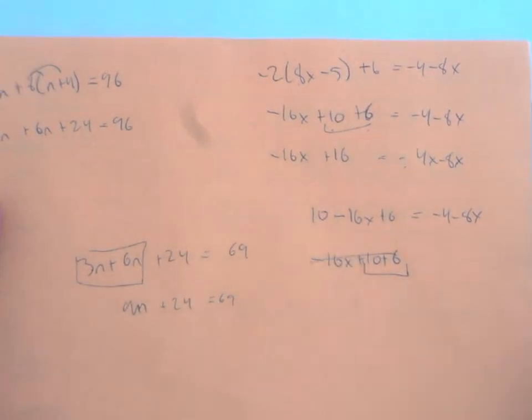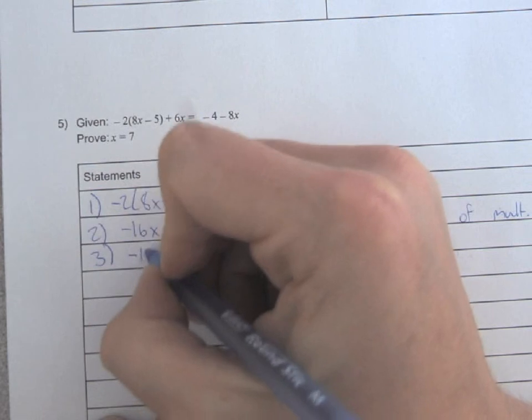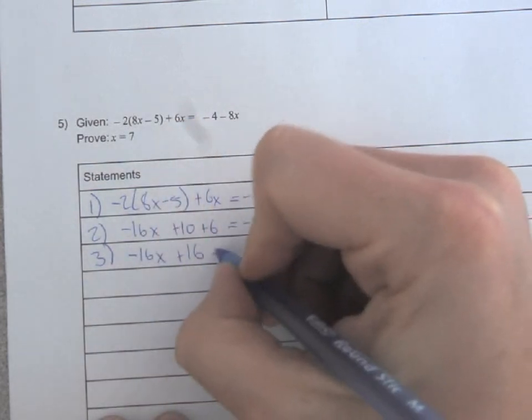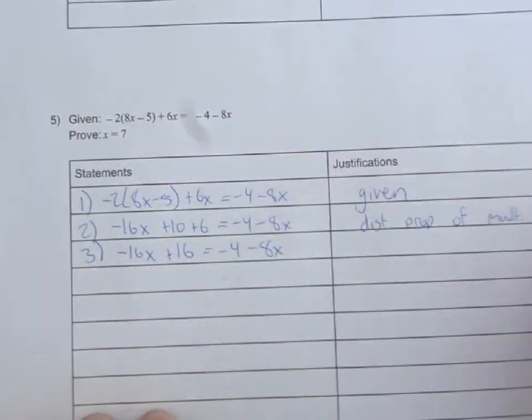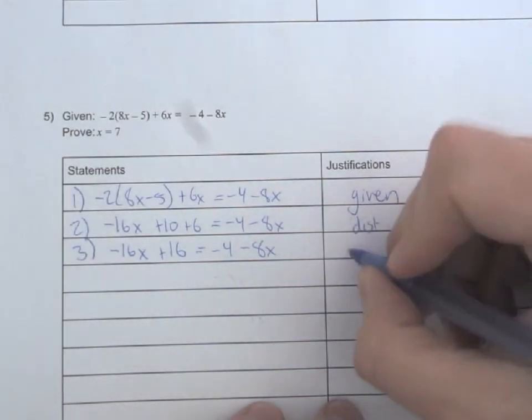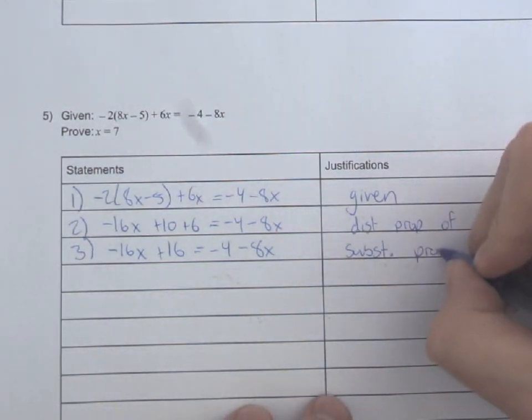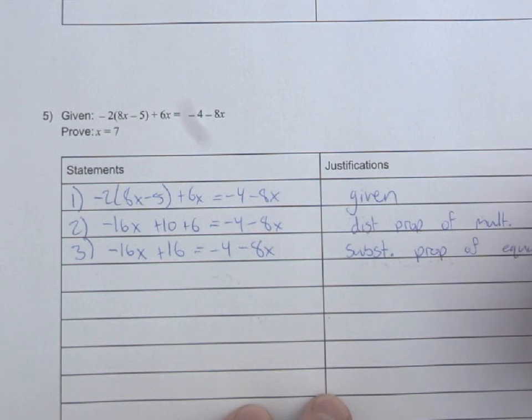So anyway, this is where we're at: -16x plus 16 equals -4 minus 8x. All right, so back to the proof. Statement 3. We are going to state that -16x plus 16 equals -4 minus 8x. And our justification, if somebody were to say, how do you know that's the case? I don't buy that. You would say, look, it's a property of equality called the substitution property. So SUBST for substitution, and it's a property of equality.